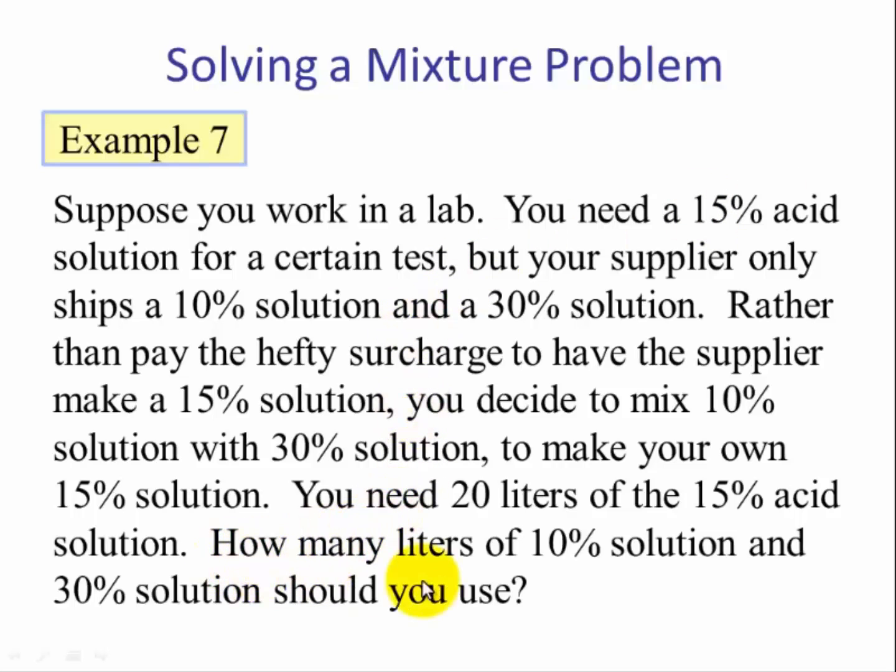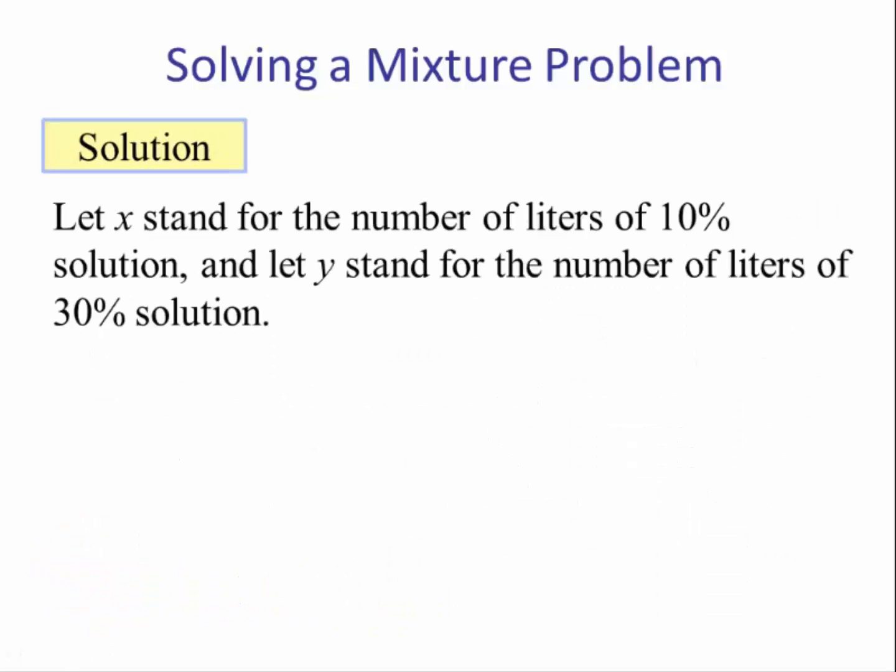Now, a lot of times in word problems, the question that it's asking will clue you in on what the variables will be. So in this case, we want to know how many liters of 10% and how many liters of 30% we should use. So we will let x stand for the number of liters of 10% solution and y stand for the number of liters of 30% solution. So our first equation will become x plus y equals 20. The number of liters of 10% solution plus the number of liters of 30% solution will equal 20 liters.